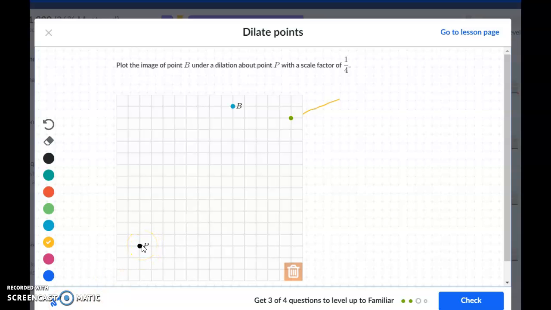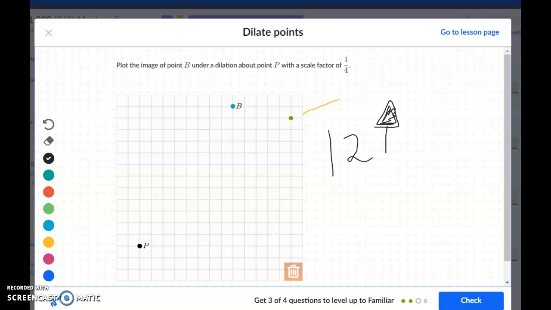So how far is point B from P? Okay, so 1, 2, 3, 4, 5, 6, 7, 8, 9, 10, 11, 12. So it's 12 units up. All right. So we have 12 units up.